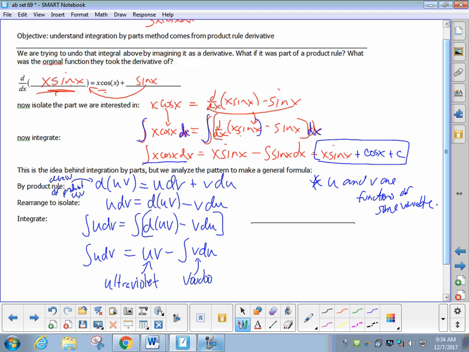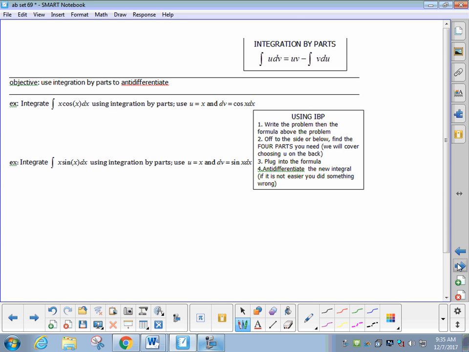Now we'll start off easy here, and rather than having you guess what u could be or dv could be, I'm going to just tell you this time you're going to use this u and dv. All right? So here's how it works. If you're given a product, this obviously should look familiar, but now let's go about this and how you're going to do this on the homework. I typically would write the problem, and then above it, I guess I could think of it like a blueprint to which I am plugging stuff in. I'm going to write the ultraviolet pattern. u dv is uv minus v du.